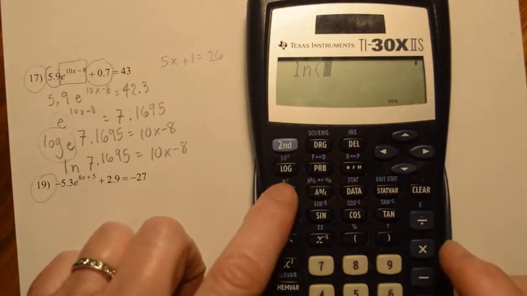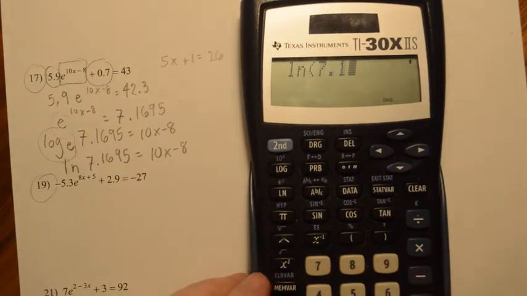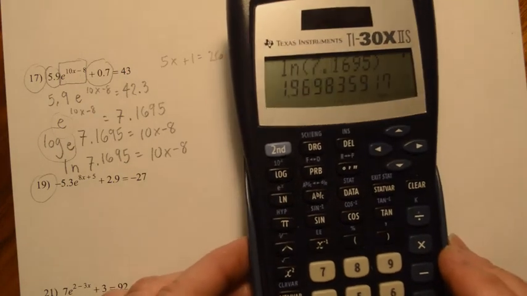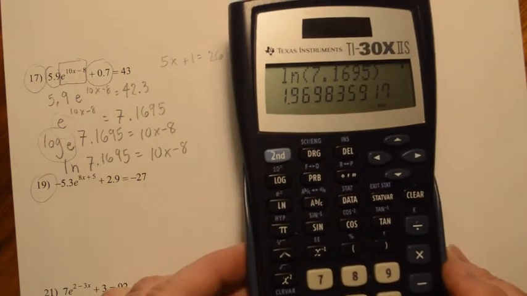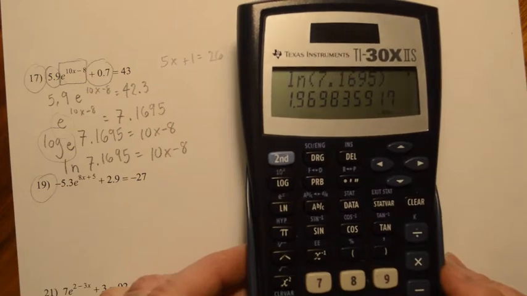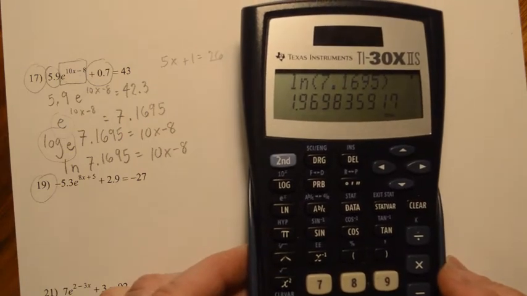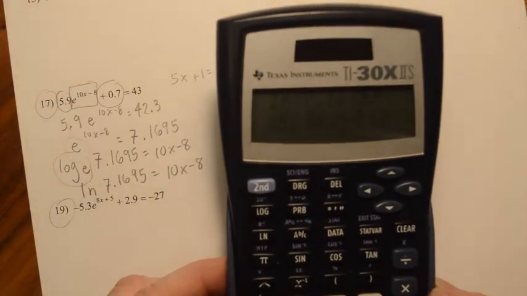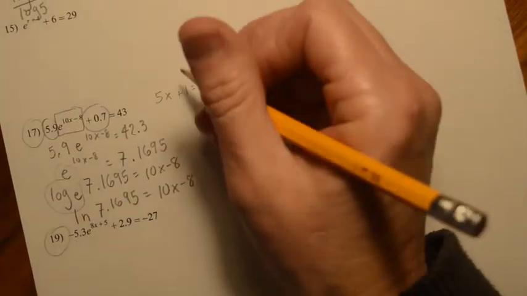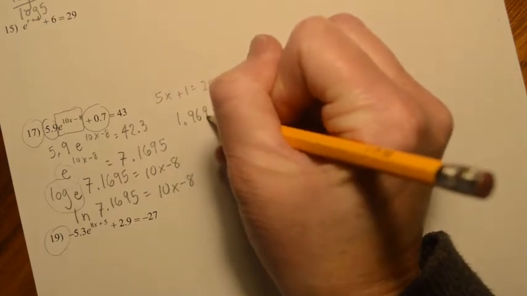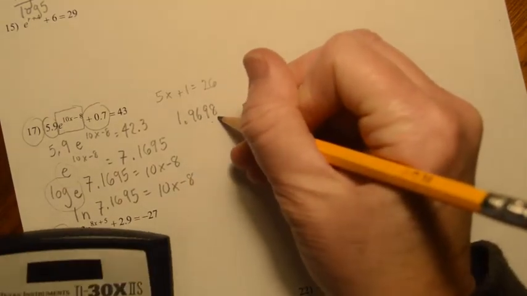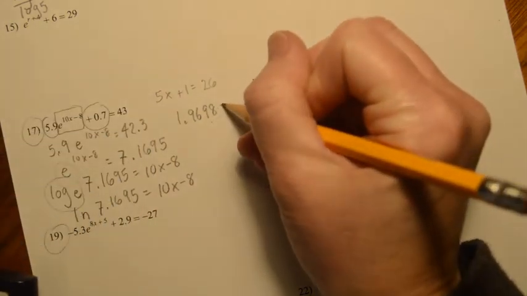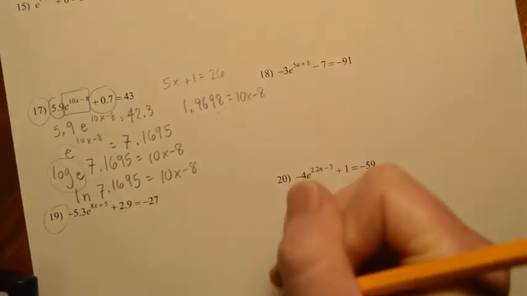So let's go back here. Natural log of 7.1695. Yeah. 1.9698, so I'm going to write that as 1.97. No, I'm not. I'm kidding. I'm going to write that as 1.9698. I was thinking I was rounding to this place, but when I round to the 10,000ths place, it stays an 8. All right, that equals 10x minus 8.